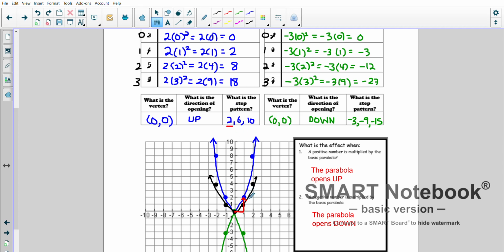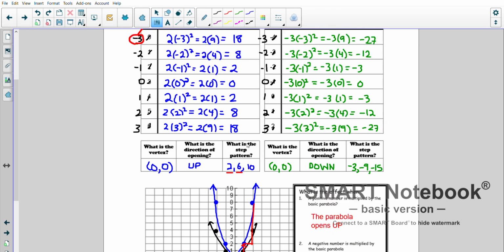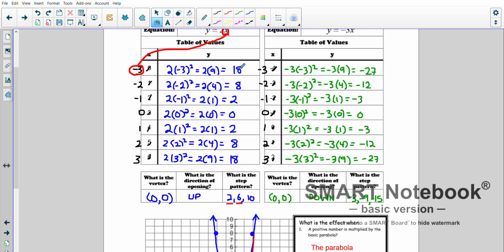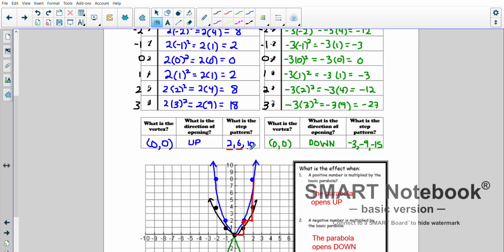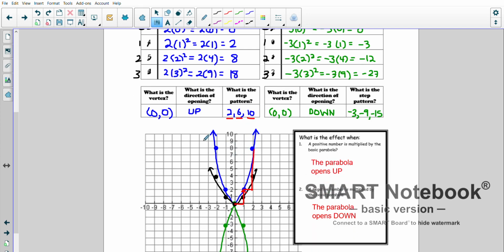To the next point, over 1, up 1, 2, 3, 4, 5, 6. And then you can't tell, but I can tell off the table that the next one went up 10. So 2, 6, 10. Interesting, right? So, is it a coincidence that the step pattern is 2, 6, 10? And the answer is no.